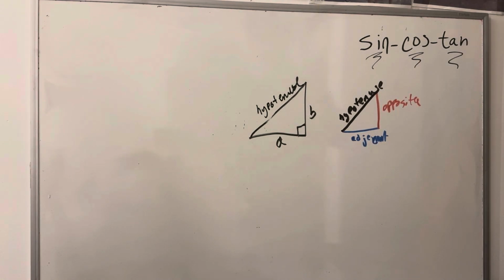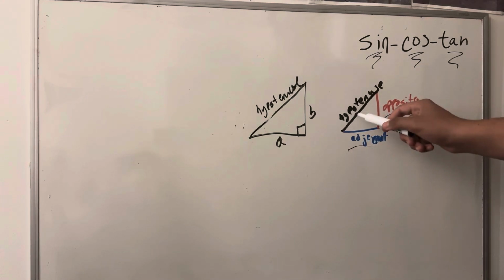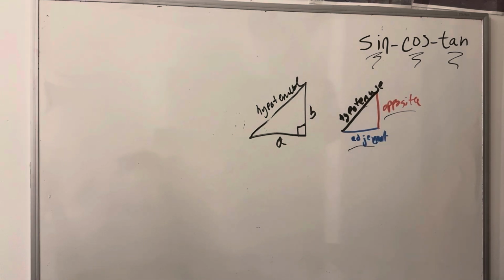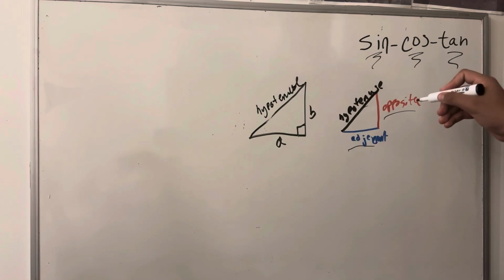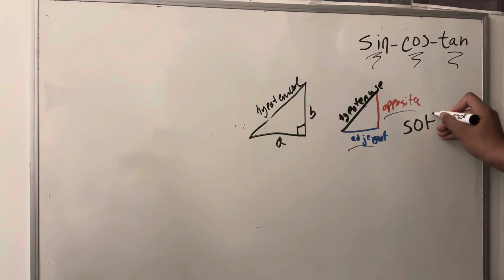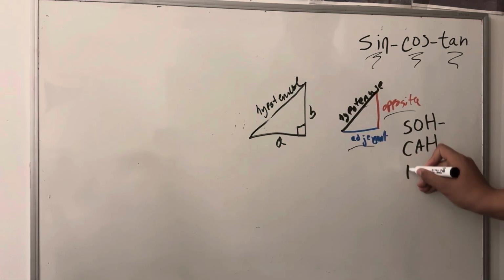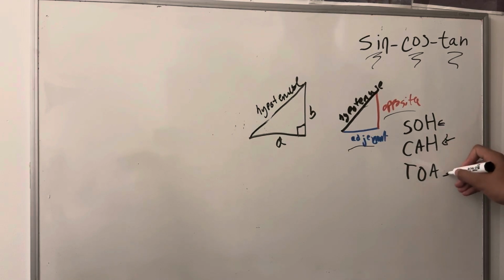Now, how do these sides, adjacent, opposite, and hypotenuse, correlate to sine, cosine, and tangent? Sine is known as the ratio of, and you can remember this with SOH, CAH, TOA. Right? You have these to remind you of what these ratios are.